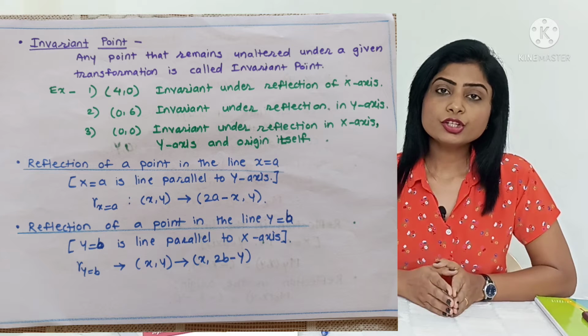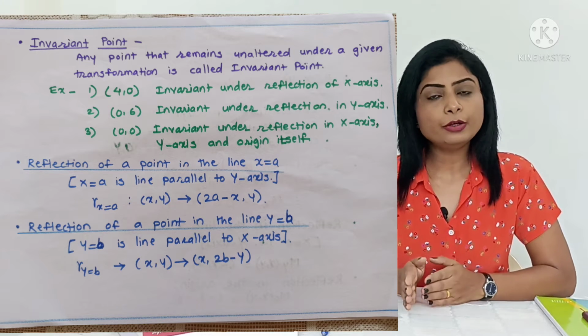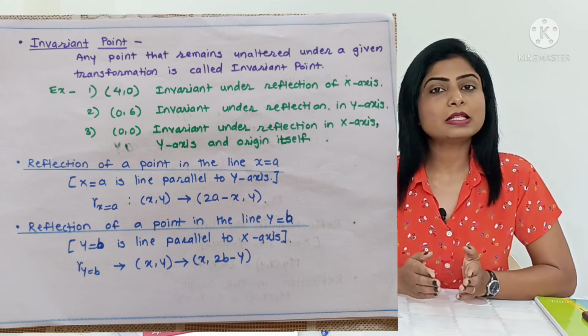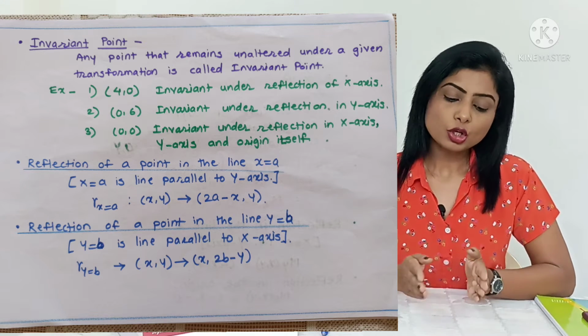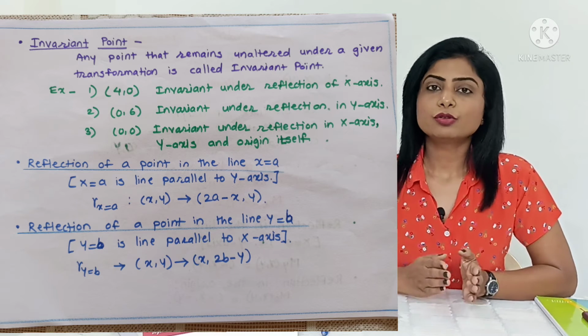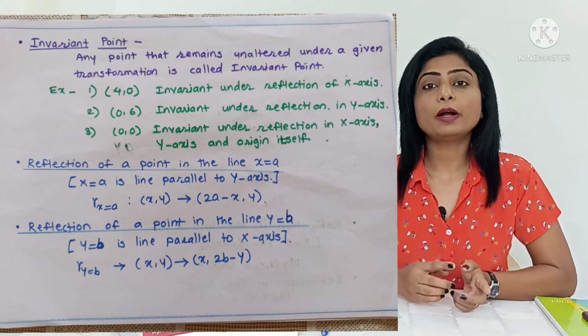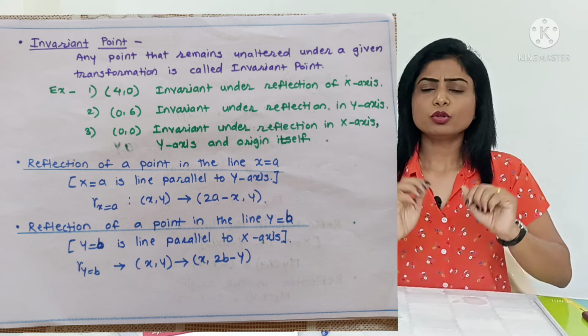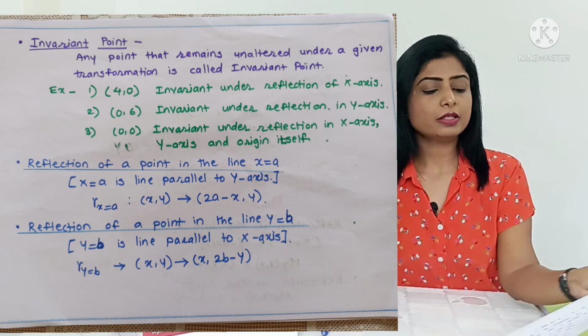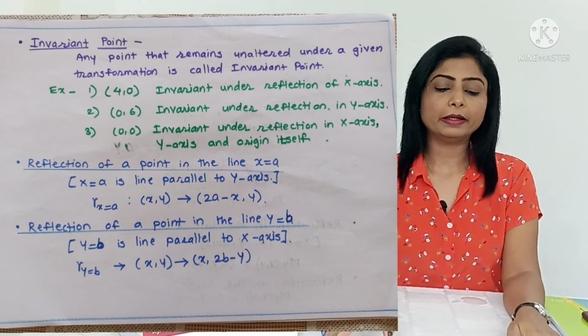Now next, reflection in the line y is equal to b. y equal to 0 is your x axis. So y equal to b is the line parallel to your x axis. So in this case now x will be unchanged and y will be changing. So the reflection point will be (x, 2b - y). You just have to put the values of a and b in the respective formula. Just keep the formula in your mind.